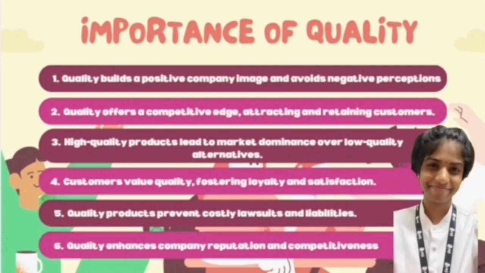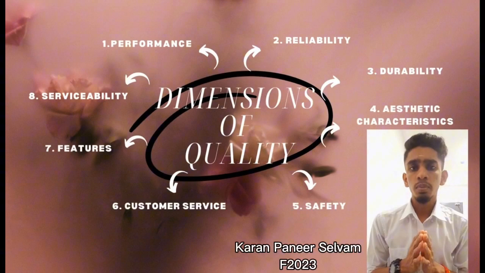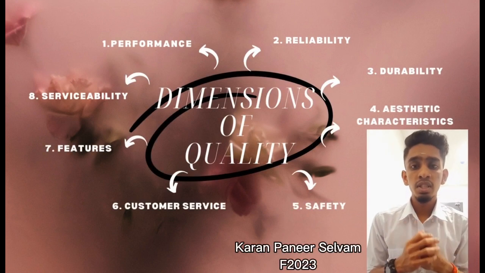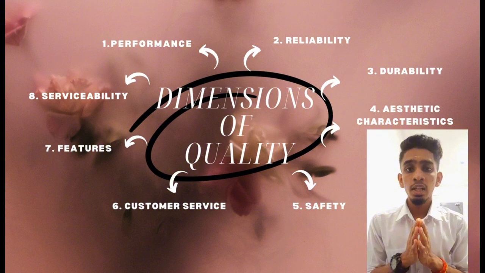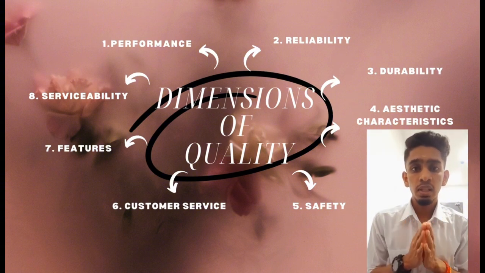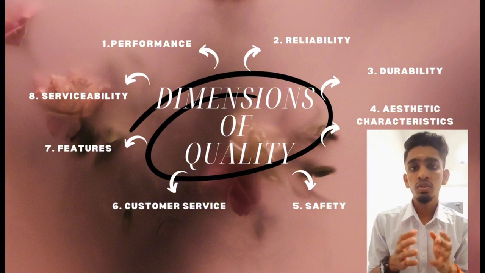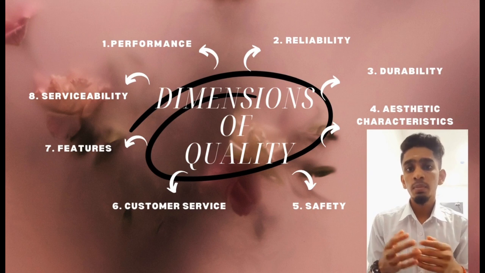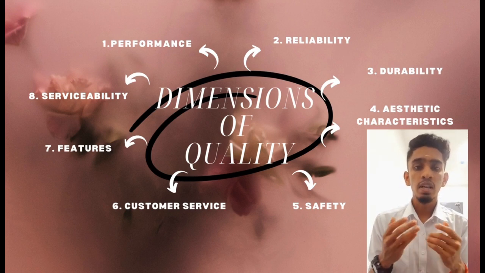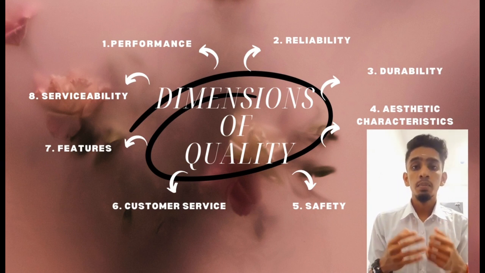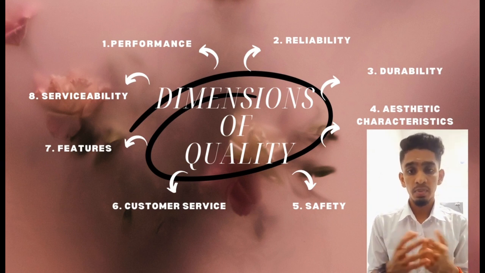Now I want to talk about the dimensions of quality. The first one, reliability, refers to the length of time that a product continues to function under normal conditions before it breaks down or needs repair. Low quality products do not last long and will break down before the end of the normal product lifespan.